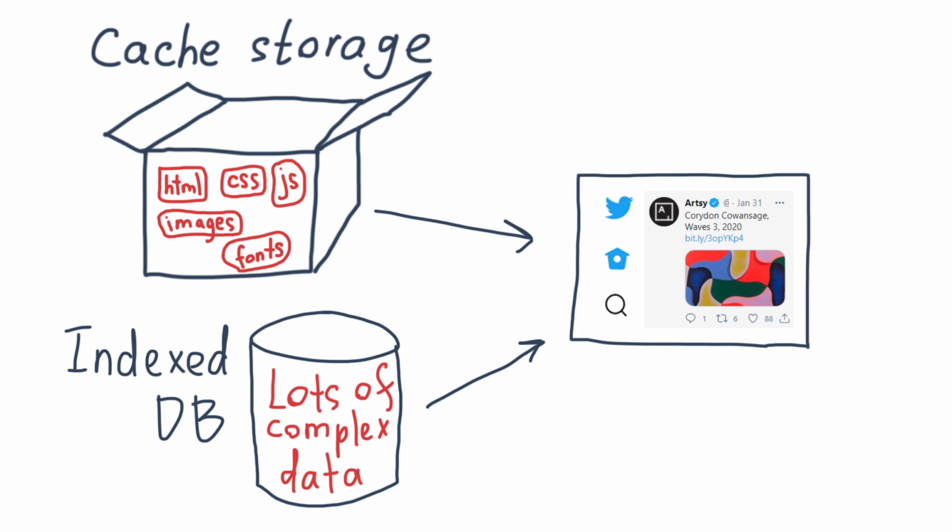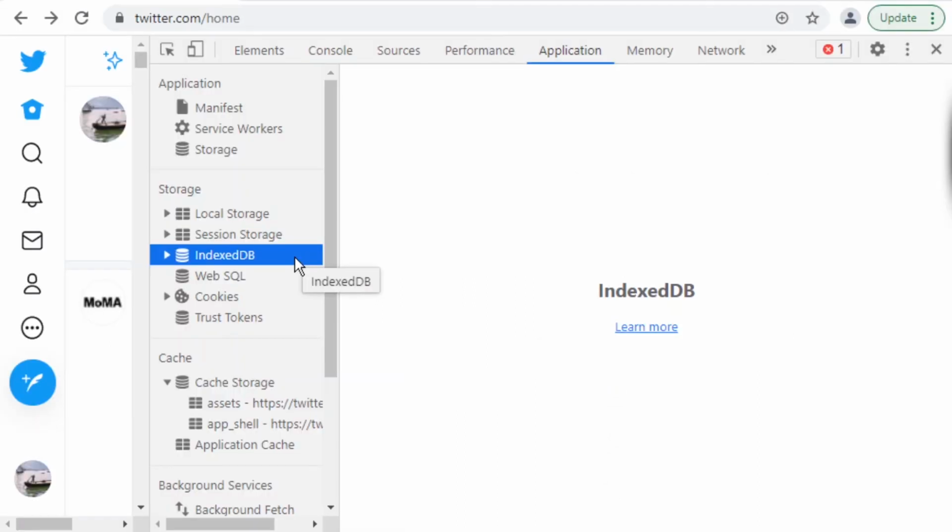Just like the cache storage, it can basically store anything, including files, but it does this in a completely different and much more sophisticated way. In practice, it's primarily used to store not files, but some structured data. This allows us to make high-performance searches across this data.